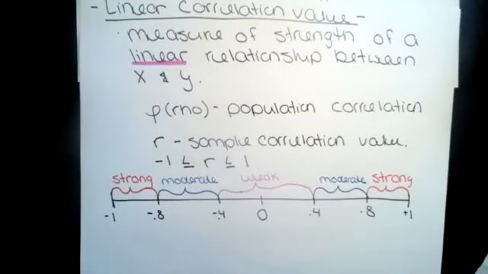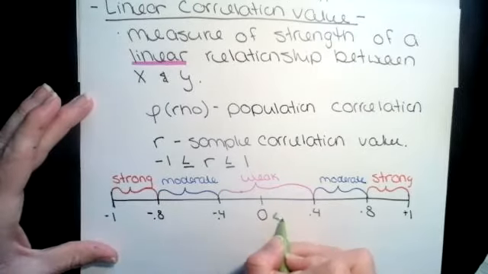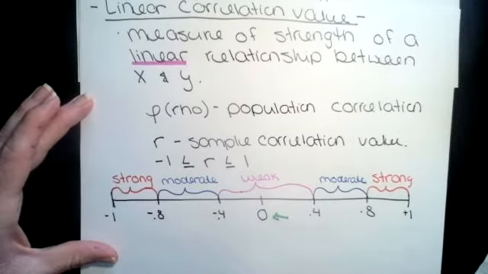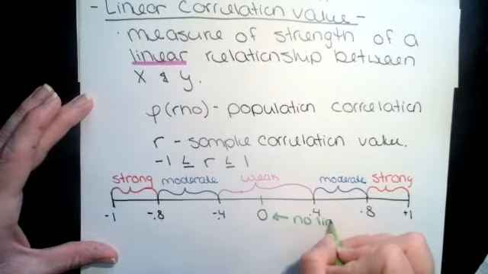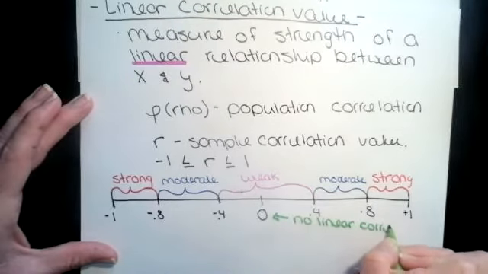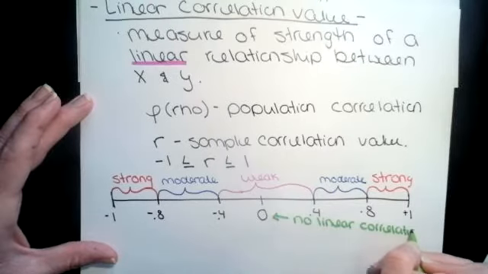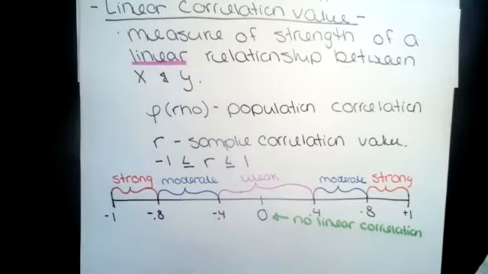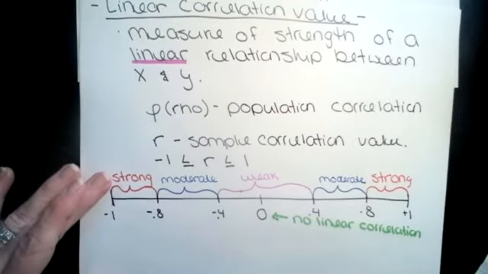If I have a linear correlation of 0, meaning if R is equal to 0, this means there is no linear correlation. What that means is that I might have a correlation, it's just not a straight line. So I might have a relationship between X and Y, it just wouldn't be a straight line.